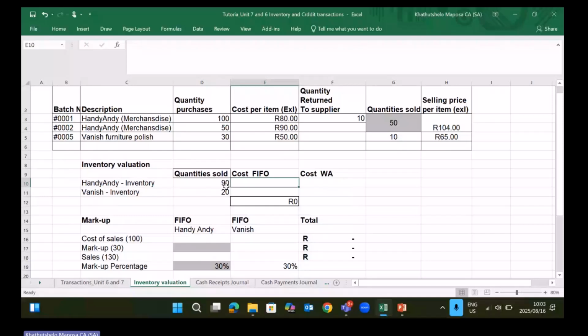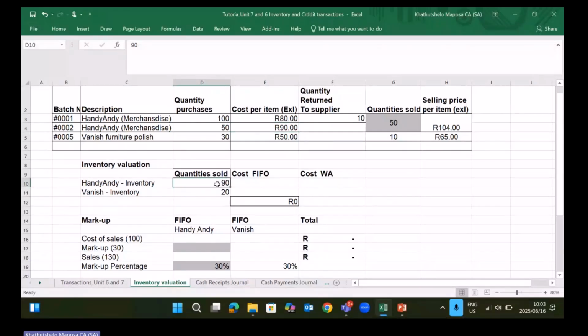The vanishes were 50 rand each. And the Andy, the first batch was 80 rand each, and the second batch was 90 rand each. Who wants to tell us what is the value of the 90 that are left? And what is the value of the 20 that are left? Let's see by the raise of hands.